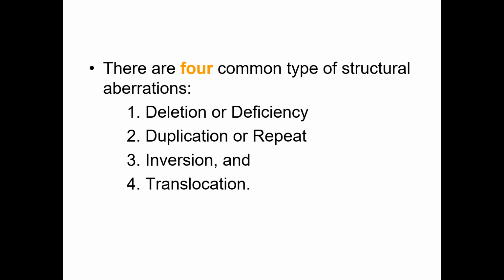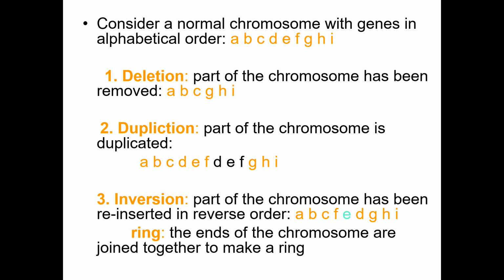So in nature there can be four common types of structural aberration. They are called deletion or deficiency, second one duplication or repeat, third one inversion, and the fourth one translocation. So generally, if you classify these structural aberrations of a chromosome, broadly you can categorize them under these four titles. Now, for better understanding of each variation, let's consider a chromosome on which the genes are arranged in this fashion.